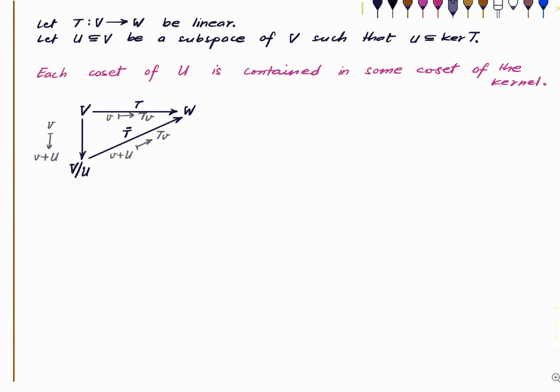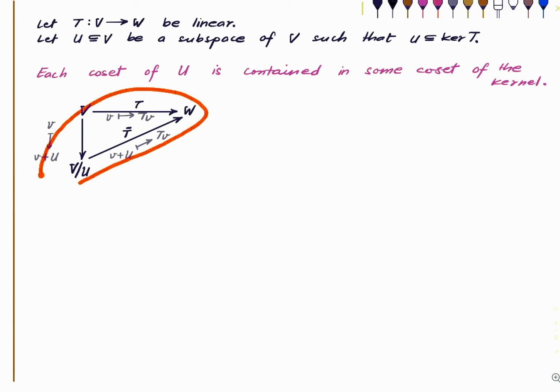That's it. That is the more general version of set theoretic quotienting, the more general version of the first isomorphism theorem. This is not necessarily an injective map. This will be injective if and only if U is equal to the kernel of T.